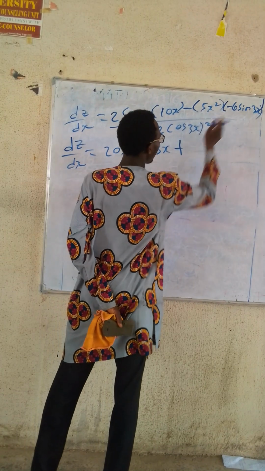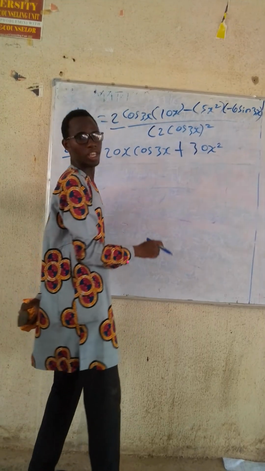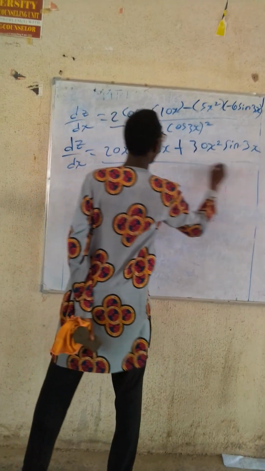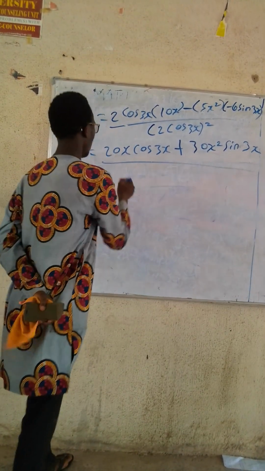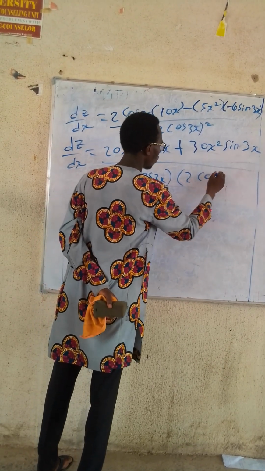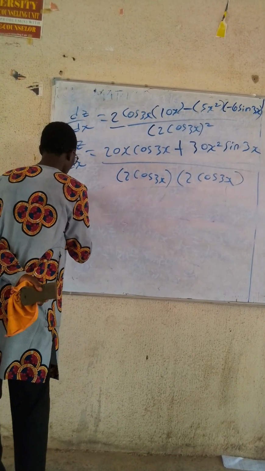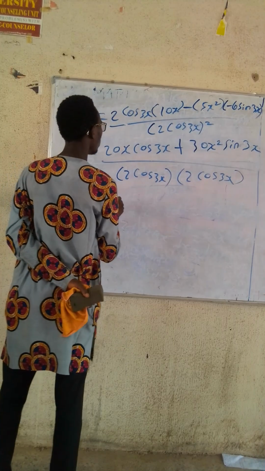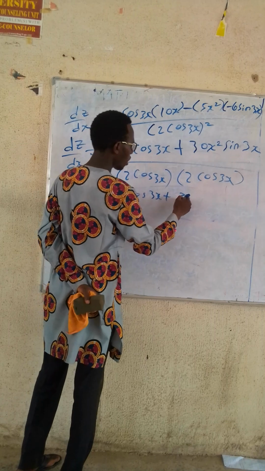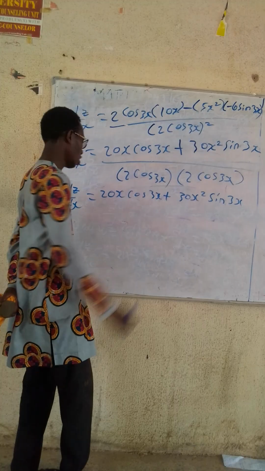So 5x squared multiplied by 6 is 30x squared. And what next we have? We have sin 3x, divided by 2 cos 3x squared. We have 2 cos 3x multiplied by 2 cos 3x. That's what 2 cos 3x squared means. So dz/dx equals 20x cos 3x plus 30x squared sin 3x.